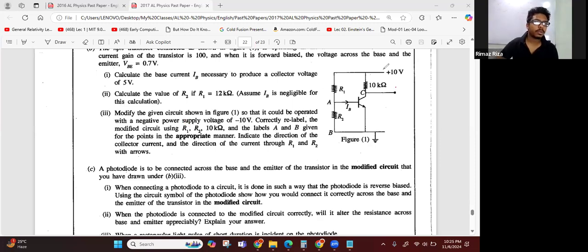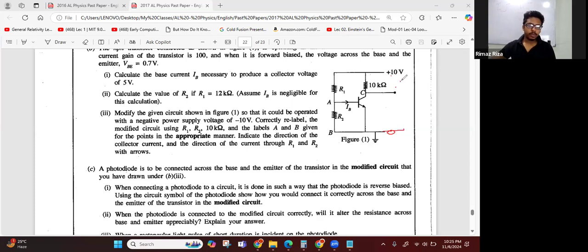So here we want to now replace this. So this is 0 and this is 10. So the difference is plus 10. Now we want to modify this with minus 10 volt. So if I make it as minus 10, it's like this.